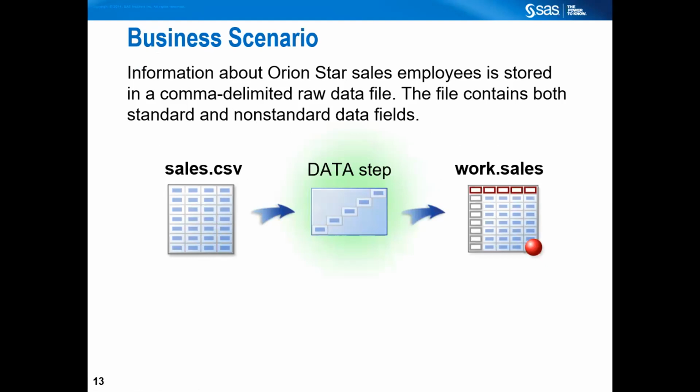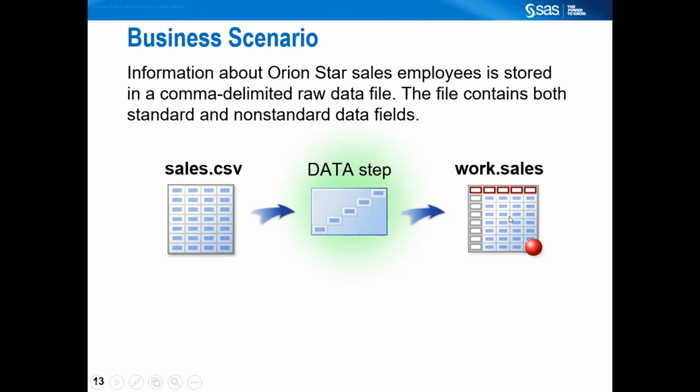The file information of employees is provided in a non-SAS file, which is a comma separated file. This comma separated file has to be converted into a SAS data file. And how do we convert it? By using a data step. As data analysts, we have to provide the instructions so that it will convert this raw file into a SAS data set.